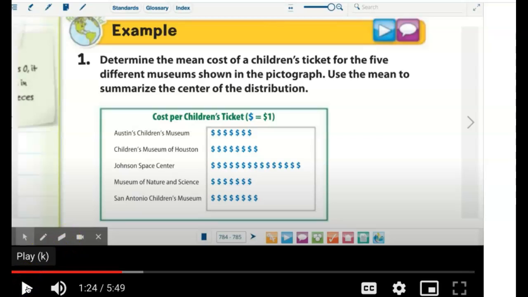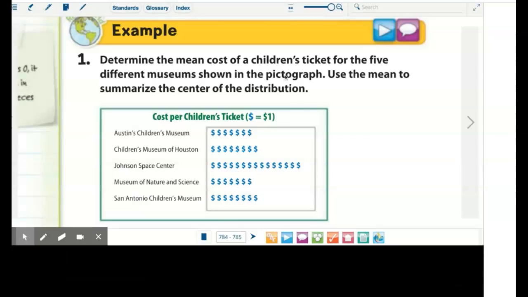Okay, now we're going to watch an example of how to calculate the mean. Say we're looking at the children's ticket prices for 5 different museums, and we want to figure out the mean of how much you pay for a child at different museums. So we have 1, 2, 3, 4, 5 museums. Now, off to the side, each one of these dollar signs is worth $1. Now, this first one is $7. This one is $8. You can see it's one more than 7. Now, this one matches up. So this one's also 7, and this one's 8.